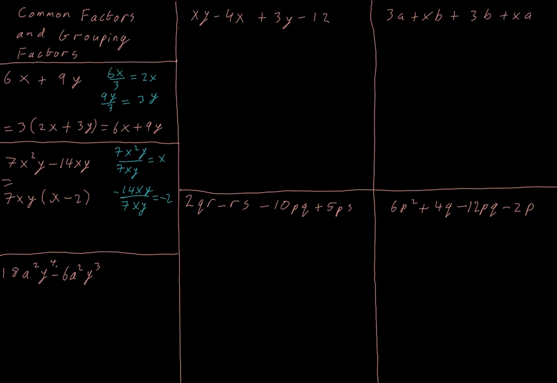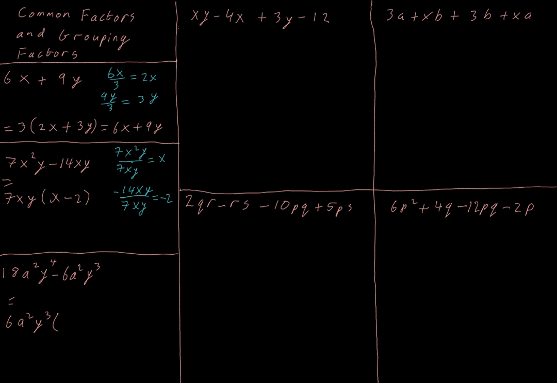So we have 18a squared y to the 4 minus 6a squared y cubed, or to the power of 3. Highest common factor of our numbers is going to be 6. Highest common factor of our a's is a squared. Highest common factor of our y's: I have 4 y's multiplied together here and 3 y's multiplied together here. So the largest number that are common to both would be y to the power of 3. I have 3 y's multiplied together here and 3 y's multiplied together here times another y. So that's my common factor.